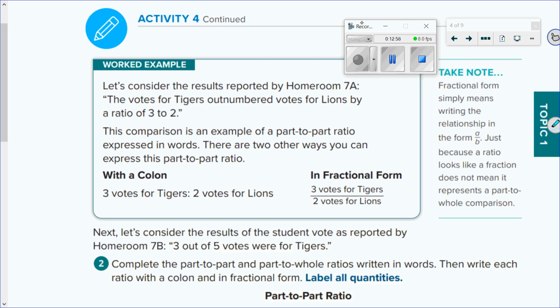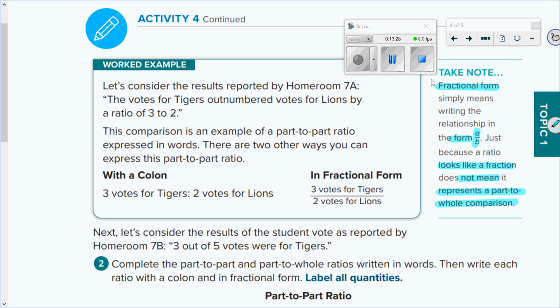So fractional form simply means writing the relationship in the form A over B. Just because a ratio looks like a fraction does not mean it represents a part to whole comparison. We can do ratios as a fraction even though they are part to part. So we're kind of changing some thinking here. The denominator doesn't always have to be the whole. It could be one of the parts.